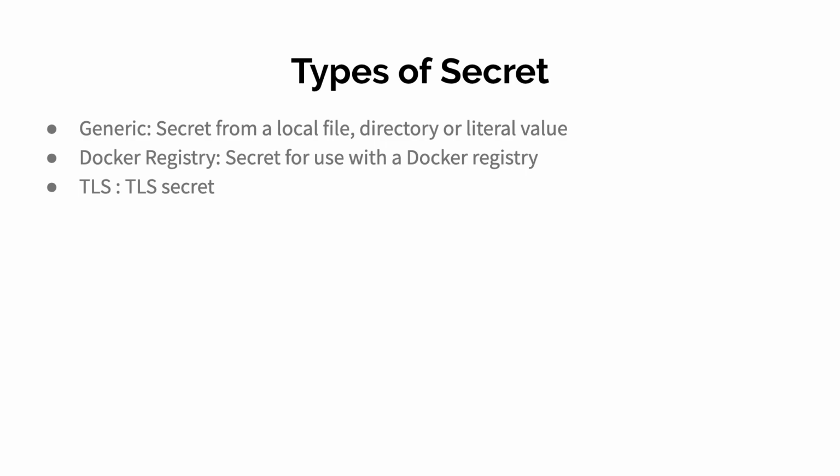A TLS secret is basically to store the certificates for HTTPS or SSL that can be used with Nginx or Ingress to make sure that the communication between clients is happening in a secure manner.